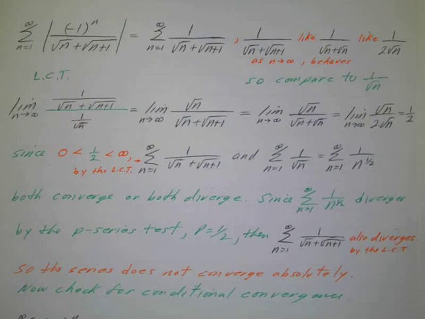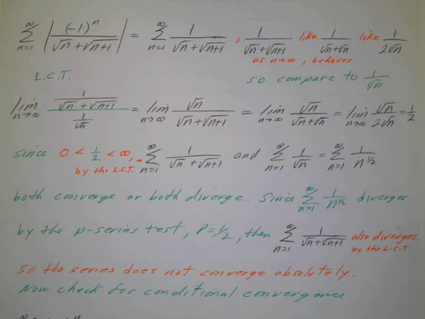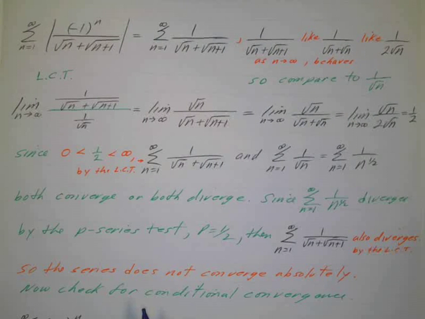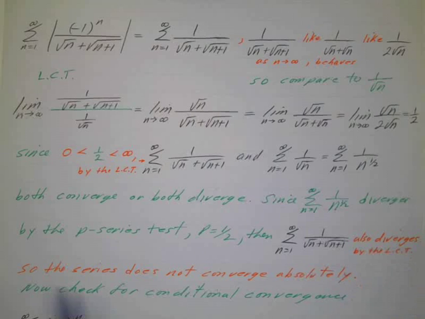All right. So again, the one we're comparing it with diverges by the p-series test. p equals 1/2, which is less than 1. It has to be greater than 1. Then this series also diverges because they behave the same way by the limit comparison test. So therefore, the series does not converge absolutely.